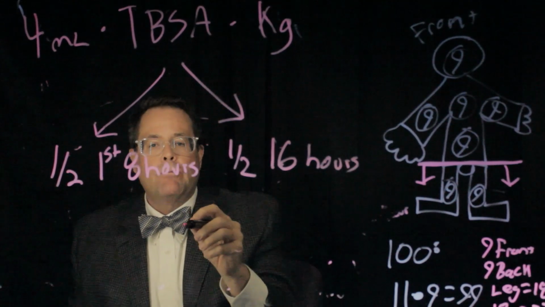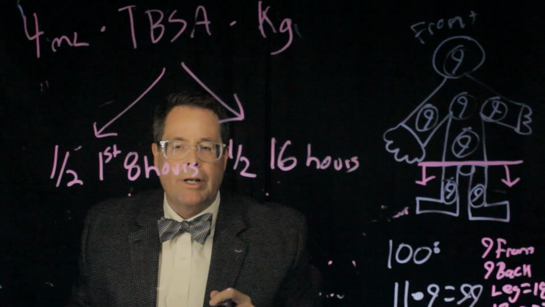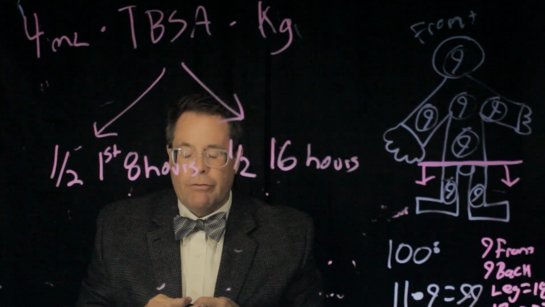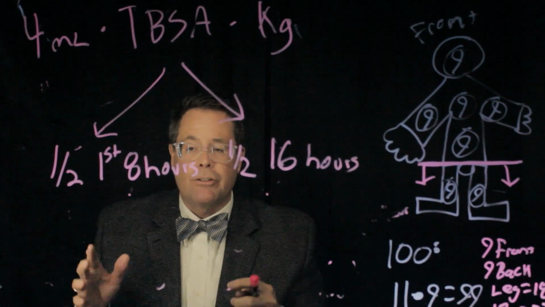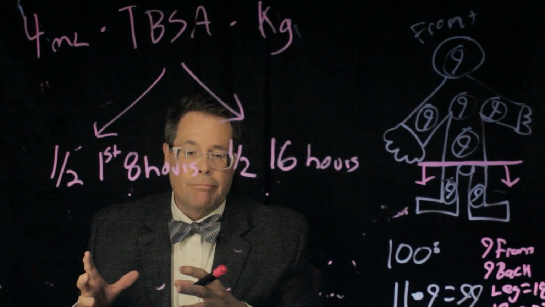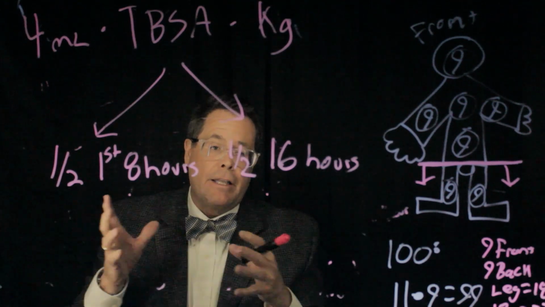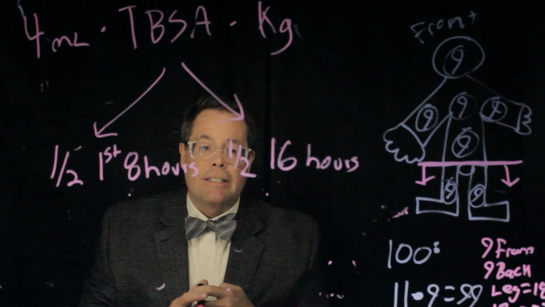So basically, whatever you give in the first hour, you're going to divide it by 2, and that's what your rate will be for the following 16 hours. So first 8, we're going to give a lot of fluid because the fluid's going to be shifting quite frequently. They're going to need a lot of fluid up front, and then we're going to give the rest of it over the last 16 hours.